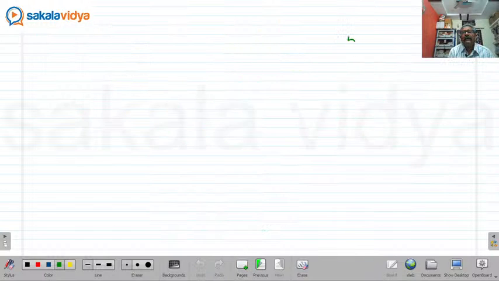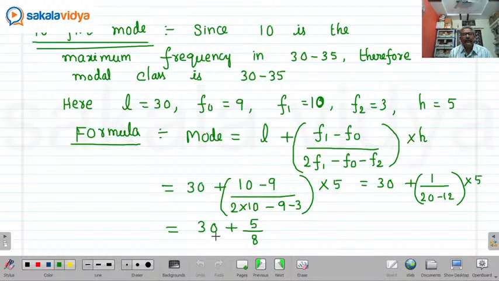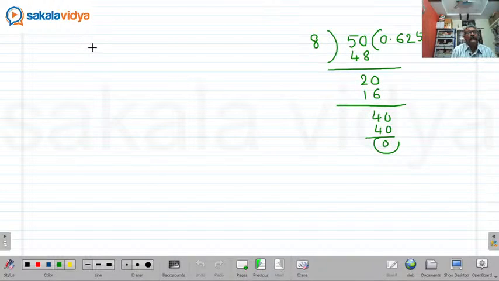Okay, now 5 divided by 8, it won't go. So you put 0 and point. 8 times 6 is 48, 8 times 2 is 16, subtract, 4, 40, 8 fives are 40. Okay, now we can write it like this: 30 plus, we need to write the value. So this equals 30 plus 0.625.